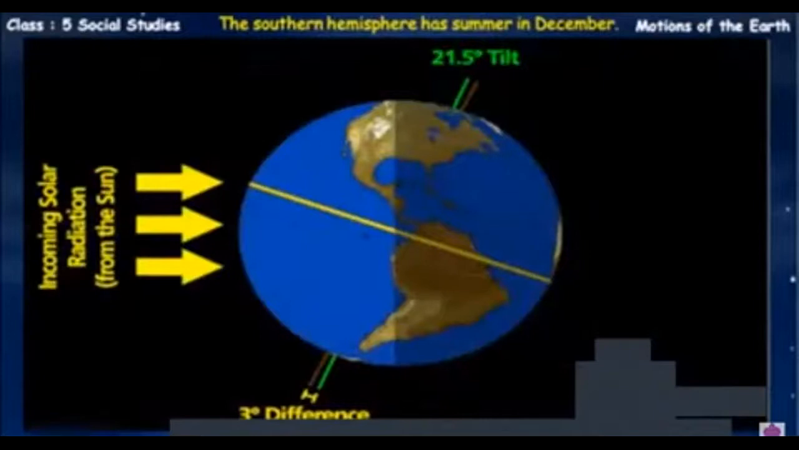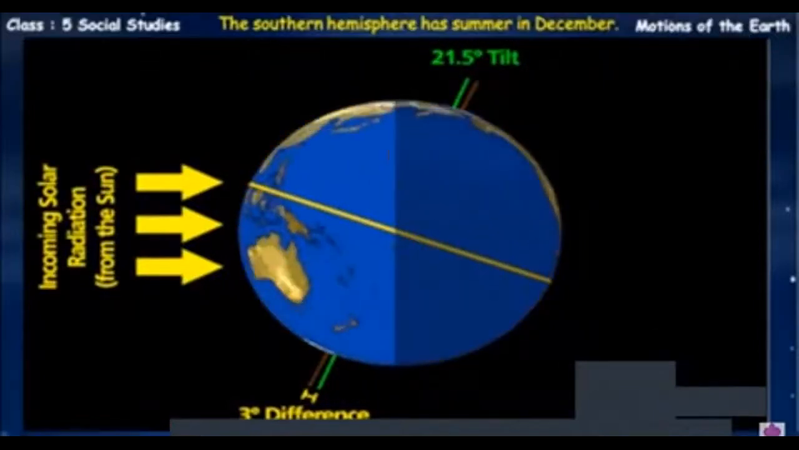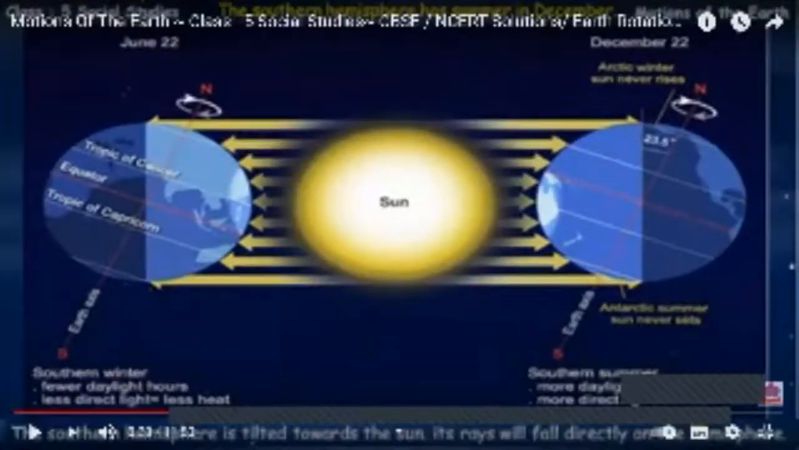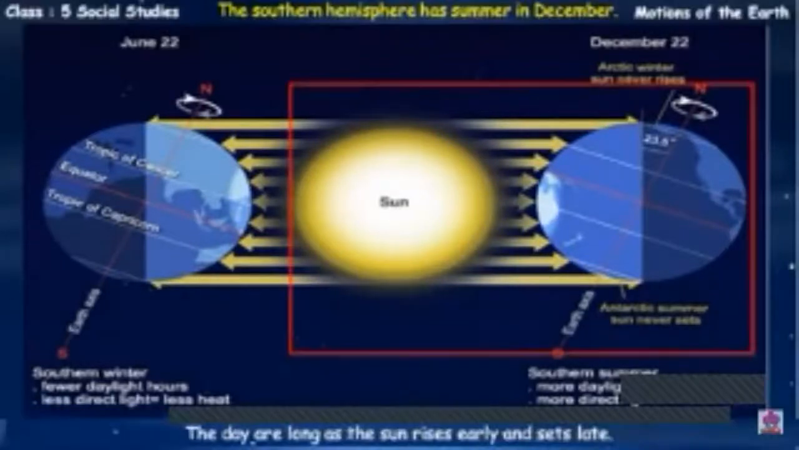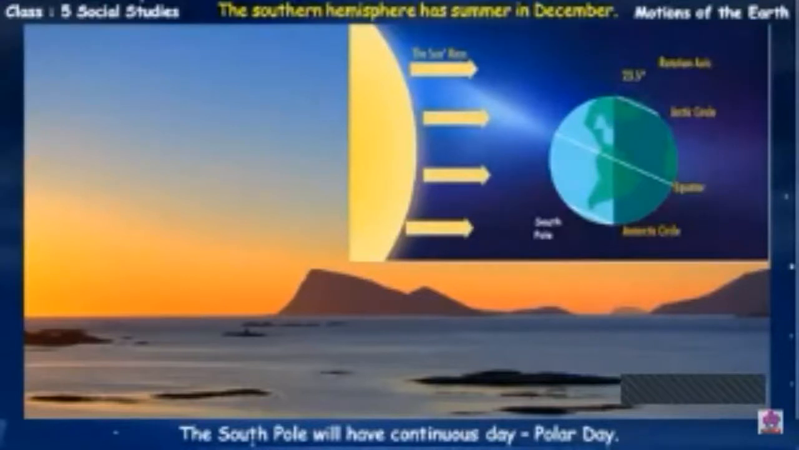The southern hemisphere has summer in December. The southern hemisphere is tilted towards the Sun. Its rays will fall directly on the hemisphere. The days are long, as the Sun rises early and sets late. The South Pole will have a continuous day. Polar day.